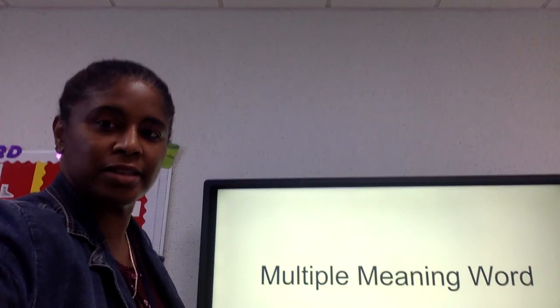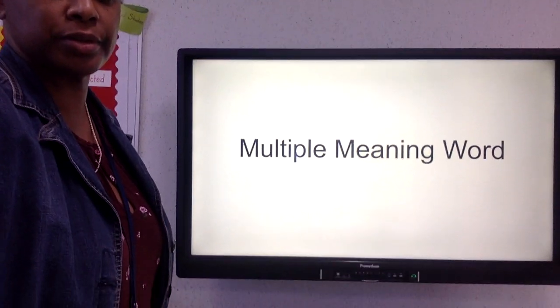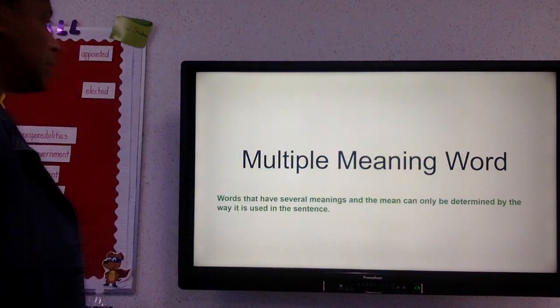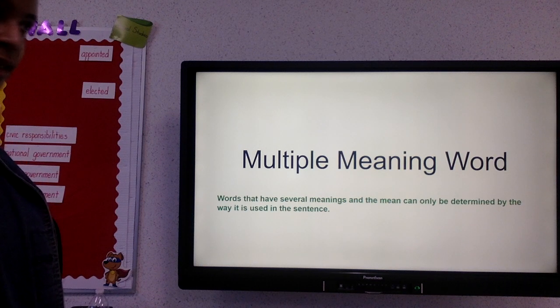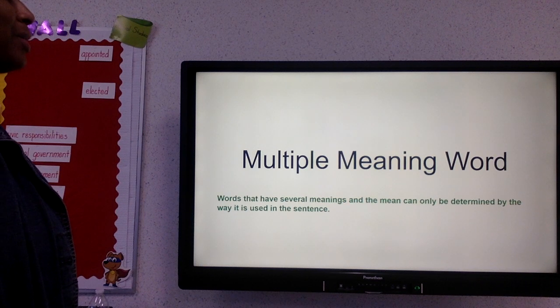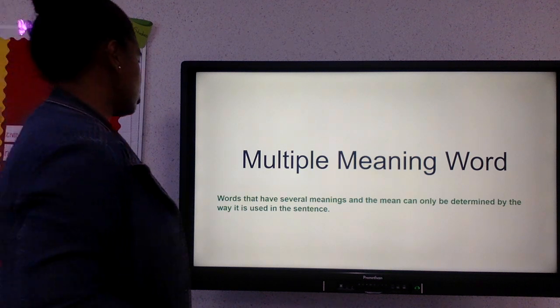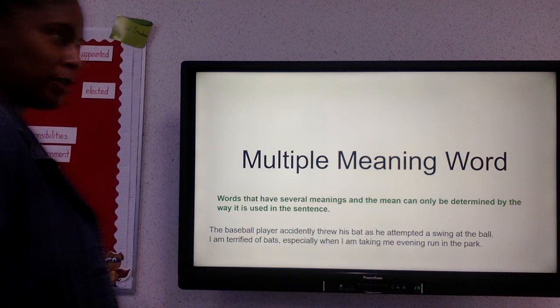As for our next pause point activity, we're going to look at multiple meaning words. What is multiple meaning words? It's when words have several meanings and the meaning can only be determined by the way it is used in the sentence. So let's take a look at two sentences using the same word differently.